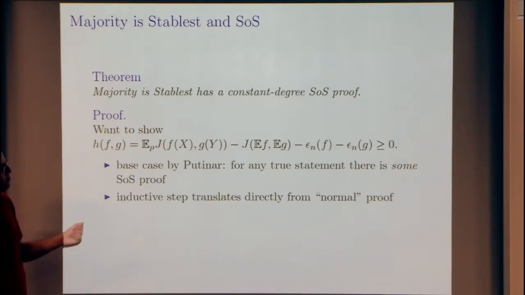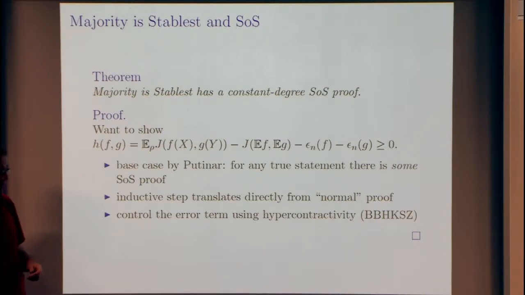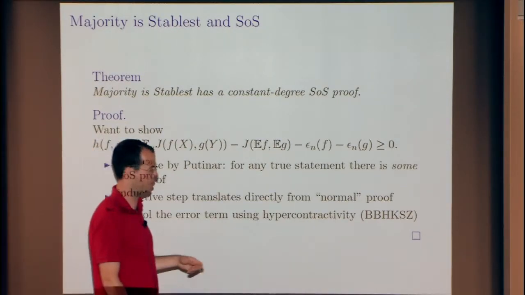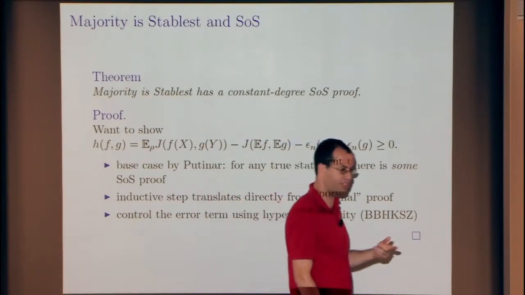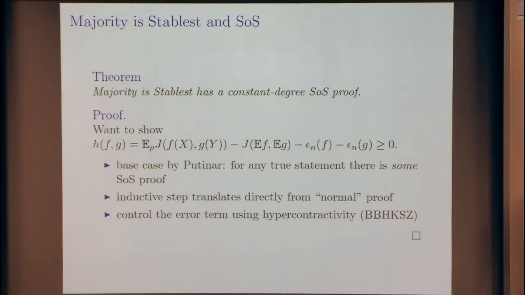And then what's nice about our proof, and the reason that it didn't work so well for other proofs of Majority is Stablest, is that the inductive step you can immediately translate from the normal proof that we had before. So you really don't need to do anything except use hypercontractivity, and for the hypercontractivity we need to use some of the tools that were already used in Barak et al., and we actually used the papers of Ryan and Ju because it was easier for us to read. Okay, so that's what we were doing.